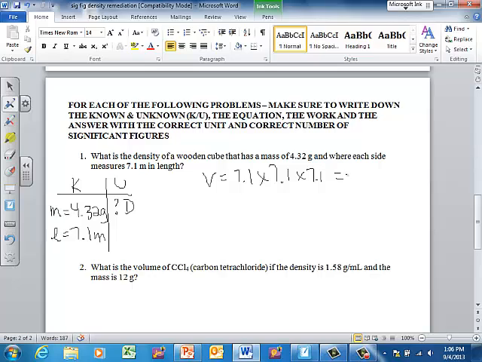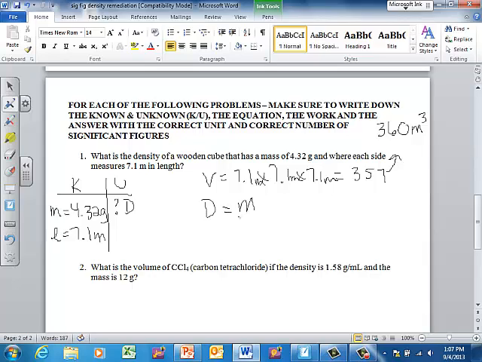7.1 times 7.1 times 7.1. There we go. My calculator gives me 357. I can only write down 2 sig figs, so I'm actually going to limit that to 360. And my unit is going to be meters cubed because it was meters times meters times meters.